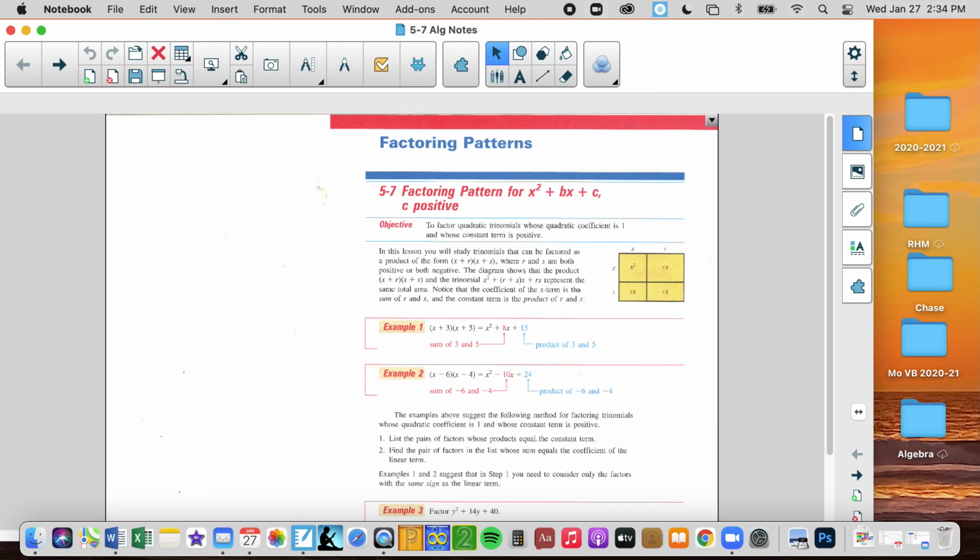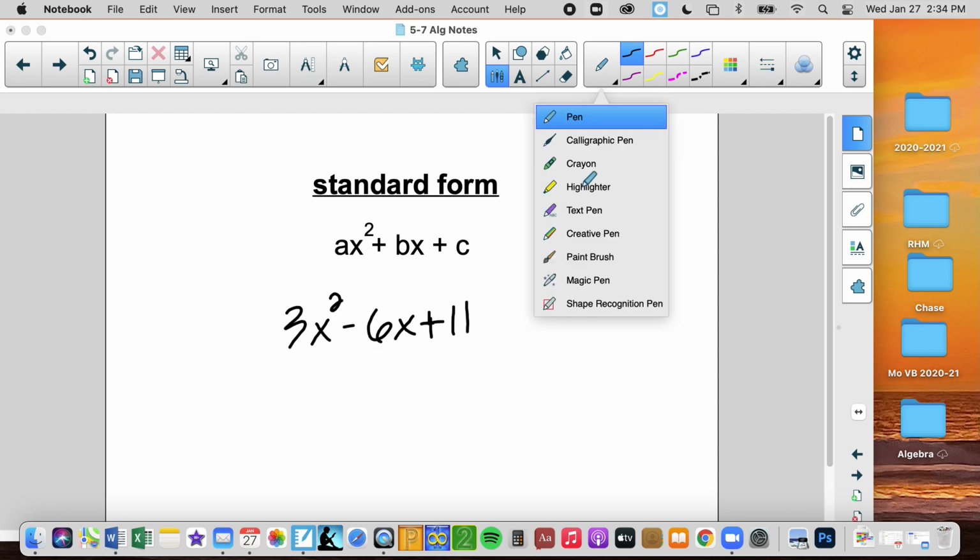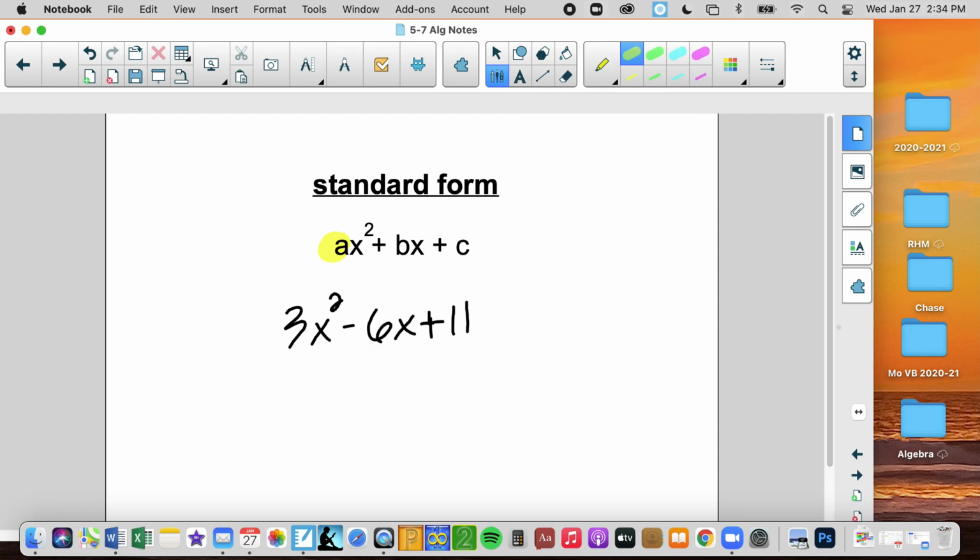All right, today we are going to learn how to factor trinomials. So we know that trinomials are always written in standard form. If we have something like 3x squared minus 6x plus 11, there are these values a, b, and c that we should recognize. A is always going to be the coefficient of the squared value, so 3 in this case. B is always going to be the coefficient of x, and c is always going to be the constant. It's important for us, not only in this section, but also when we learn the quadratic formula, to know what a, b, and c are.